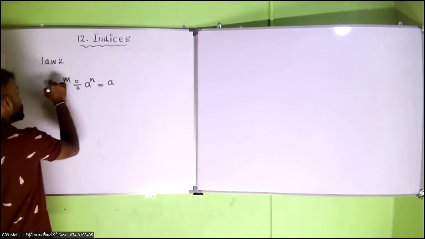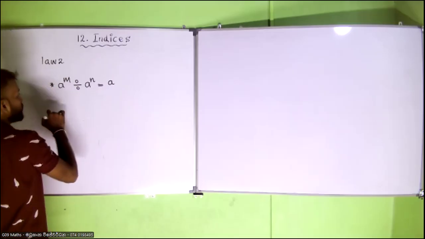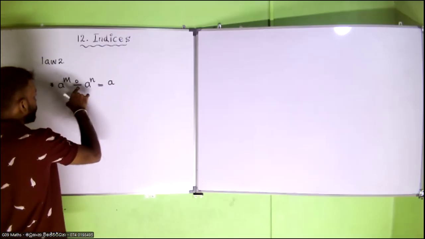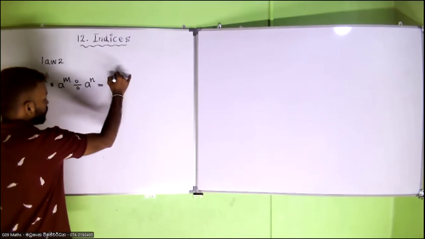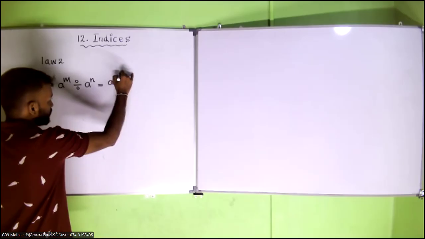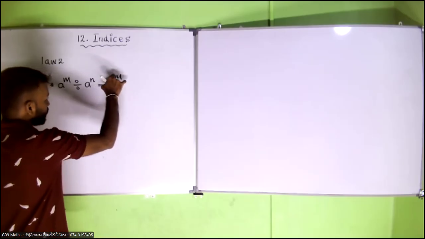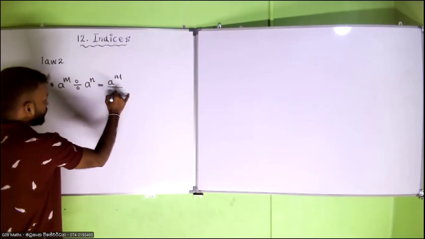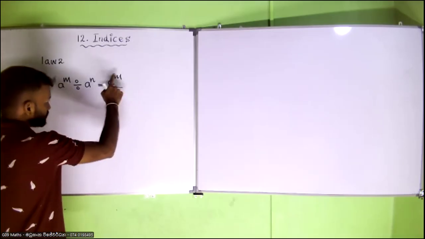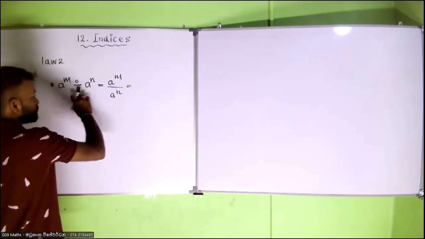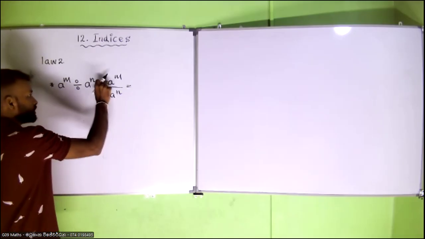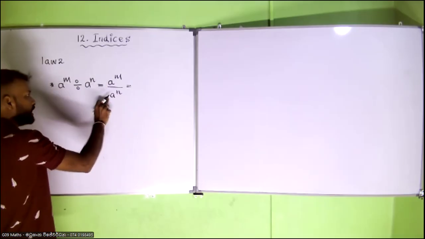Okay, I will give it to you in two different ways. So this is the first one: a to the power m divided by a to the power n. The same thing can be written down as a to the power m divided by a to the power n. Both are the same. So the final answer can be written down for this one and this one because the bases are the same.